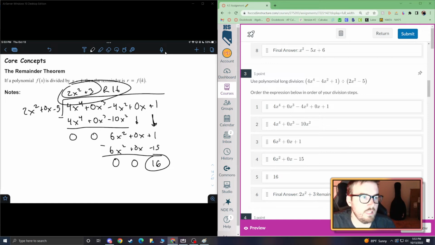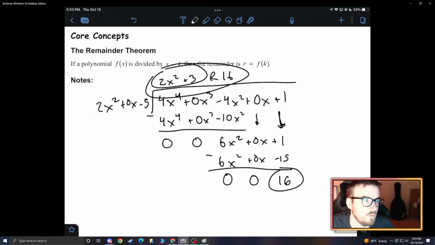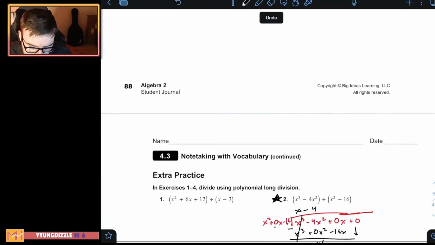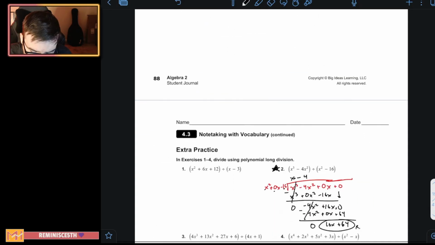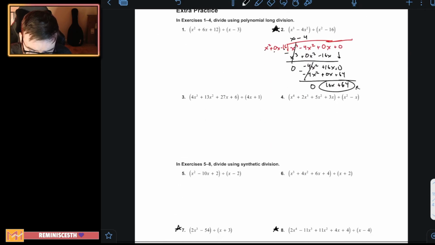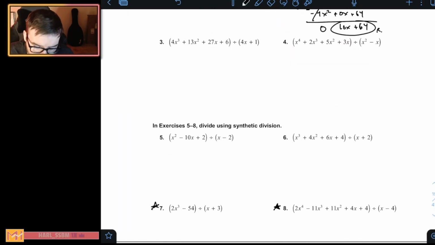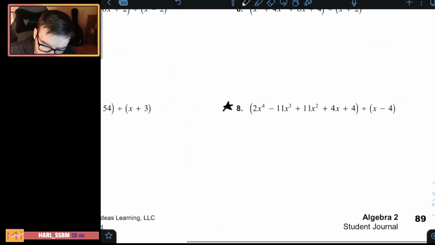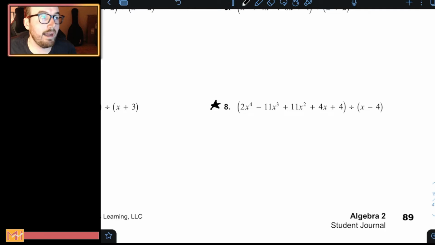All right, let's switch gears slightly. We're still dividing, but we're going to do a different type of division, and that's synthetic division. So synthetic division makes a problem like number 8 go by a lot quicker.